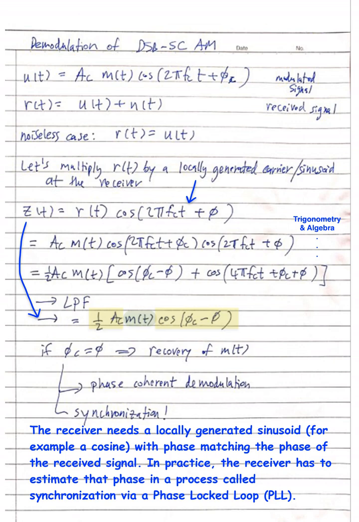The takeaway is that if the receiver has knowledge of both the frequency and phase of the carrier, it can perfectly recover the message m of t. This is known as phase coherent demodulation, because the assumption is that the receiver knows the carrier phase.